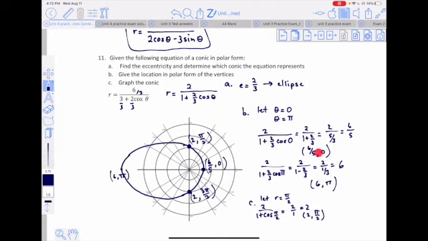So remember, this is not a coordinate location on a rectangular plane or the Cartesian plane. This is in polar form, where this is r and this is theta.